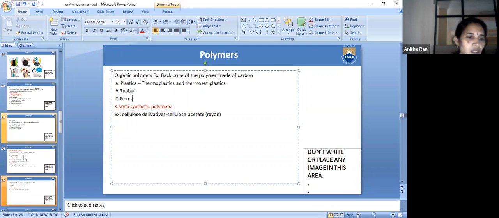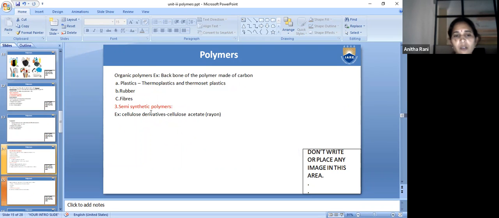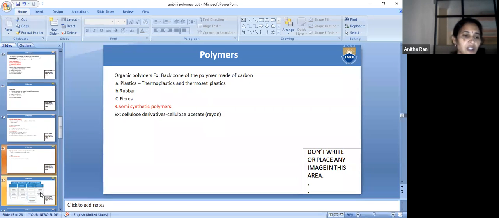Next, the third type is semi-synthetic polymers. I told you three types are there, based on the origin and nature of polymers. Natural polymers like cotton, wool, silk, clay, silica. Synthetic polymers, you know already. And semi-synthetic polymers are cellulose derivatives we get from plants and wood, for example cellulose acetate, like rayon clothes. So this is the classification introduction.